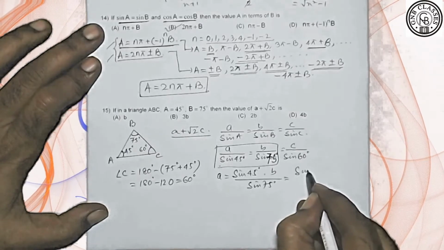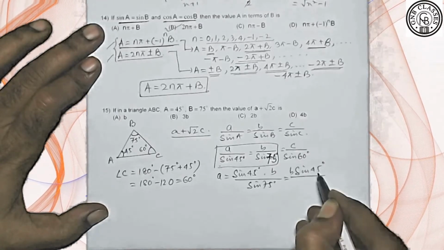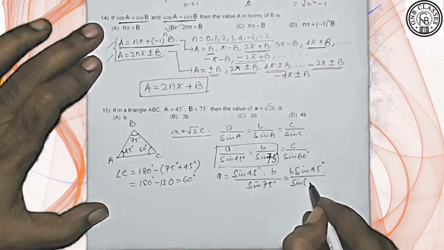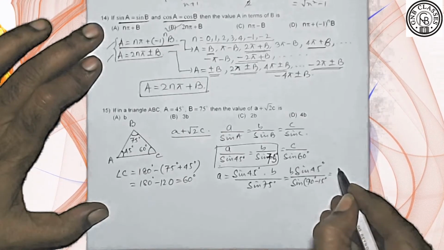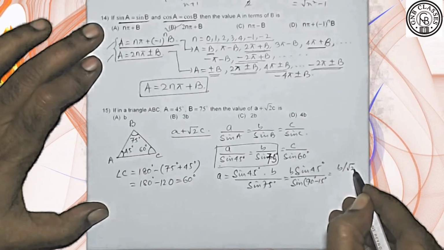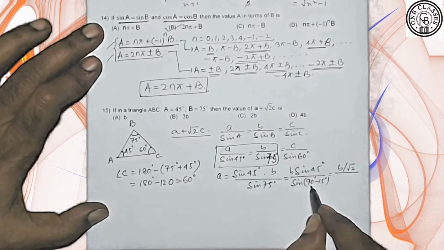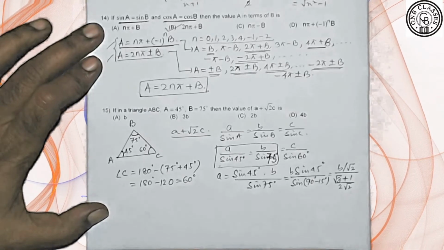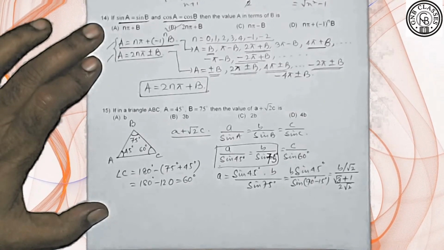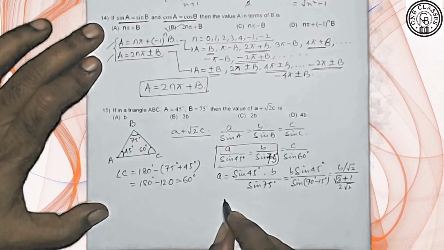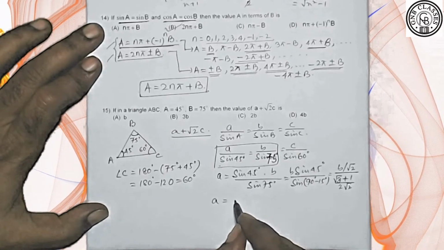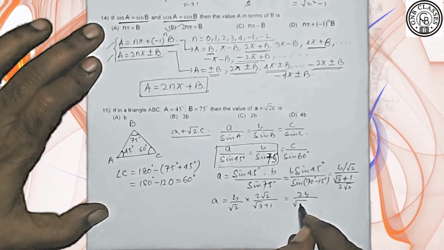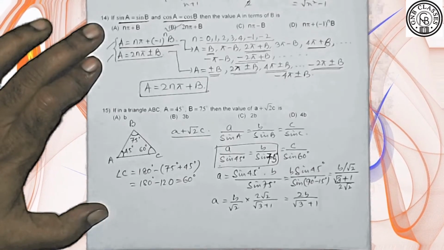What about 75 degrees? 75 degrees can be written as sine of 90 minus 15 degrees, which is cos 15 degrees. Sine 45 is 1 by root 2, and this is cos 15 degrees. Cos 15 degree value is root 3 plus 1 by 2 root 2. As I told you, you have to remember the values of sine 15 and cos 15. So A is coming in terms of B as 2B by root 3 plus 1. Is it clear? This is the value of A in terms of B.